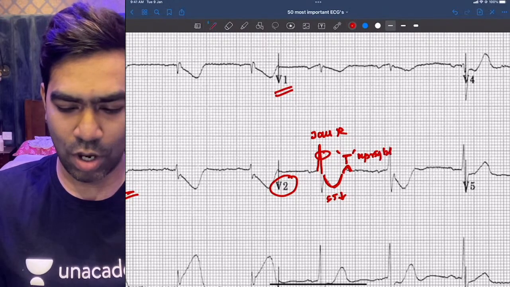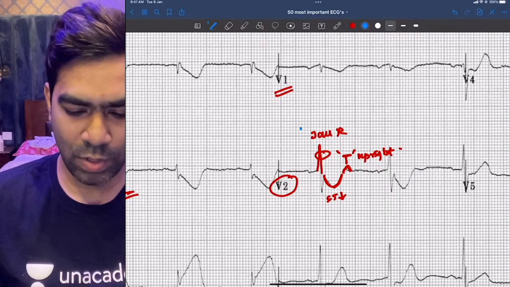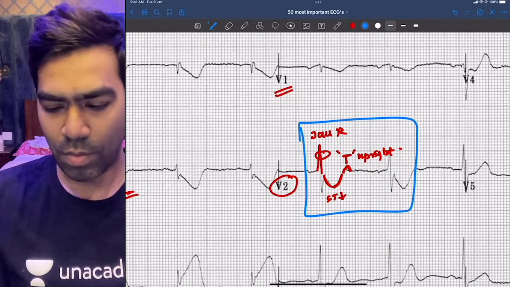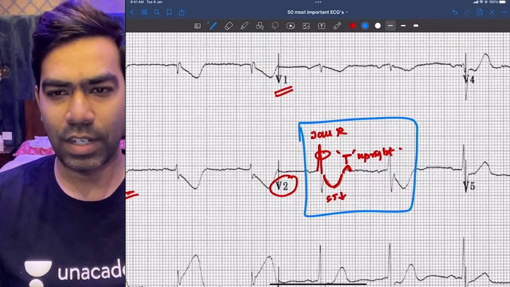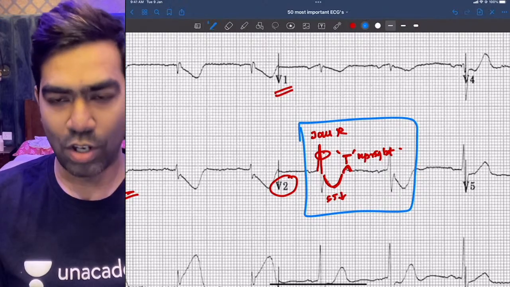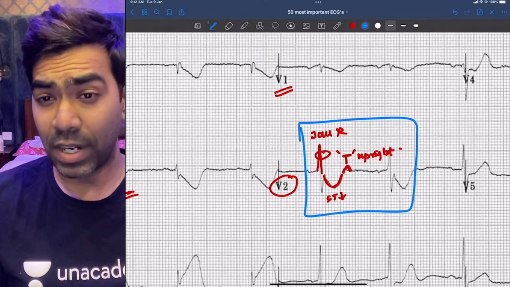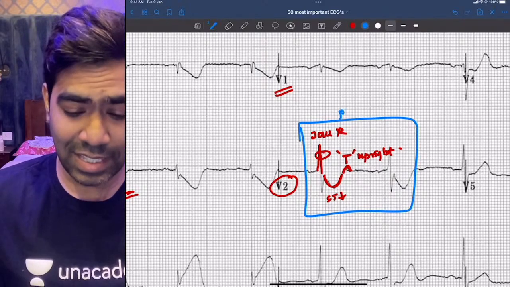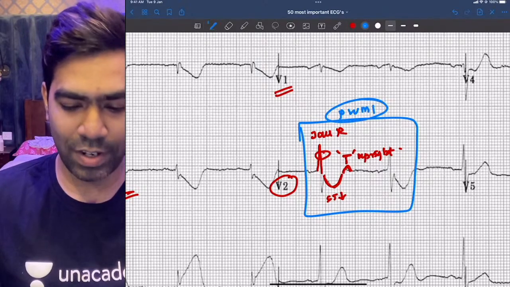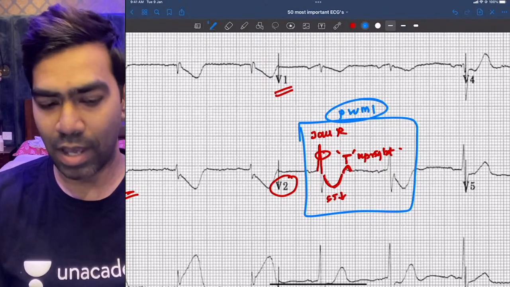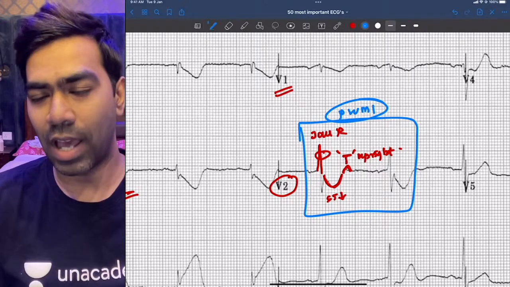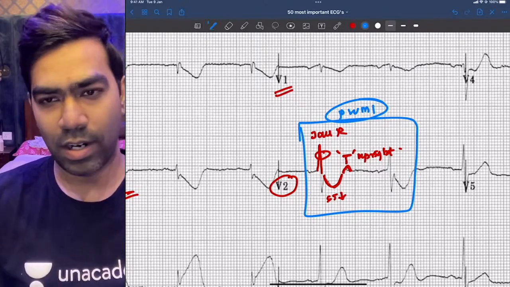So this combination leads to what diagnosis? You're seeing a tall R wave in lead V1 or V2, along with that, you have a ST segment depression and an upright T wave. So this is a typical posterior wall myocardial infarction. Okay, so this can happen alone, or more commonly it's going to happen along with inferior wall myocardial infarction.